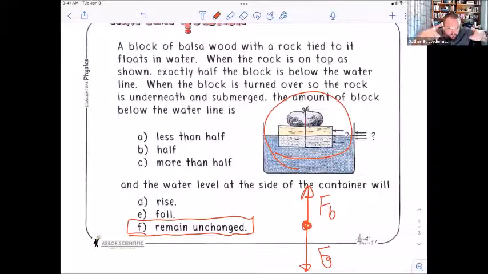But when we flip it, the first thing that moves water out of the way is the rock. So not as much of the block needs to get moved out of the way. So less than half of the block is moved out of the way. What becomes problematic is if you start thinking about the rock or the block as separate entities, then it becomes more challenging.